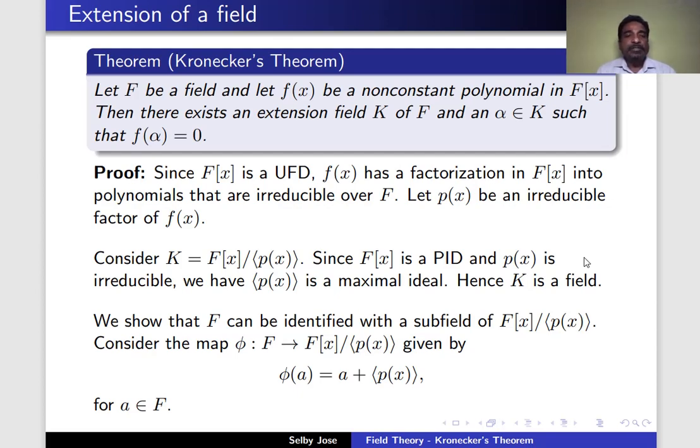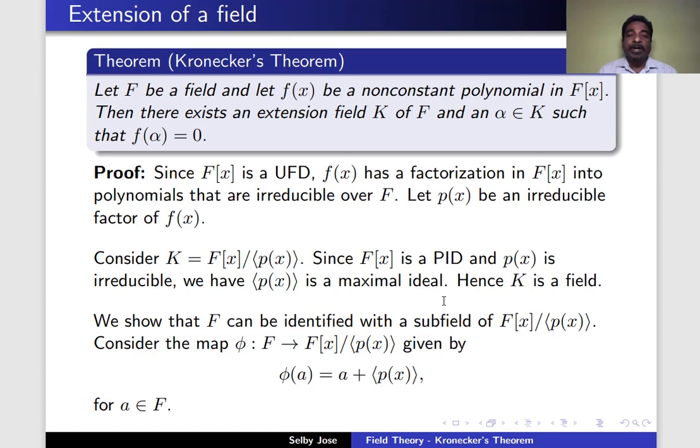Because you know that F[x] is a UFD, any polynomial can be written as the product of irreducible polynomials over F. So f(x) also can be written as a product of irreducible polynomials over F. Let p(x) be an irreducible factor of f(x). Because F[x] is a PID and p(x) is an irreducible polynomial, the ideal generated by p(x) is a maximal ideal. Therefore, the quotient ring K equal to F[x] mod the ideal generated by p(x) is a field. So we show that this F can be identified with a subfield of this field K.